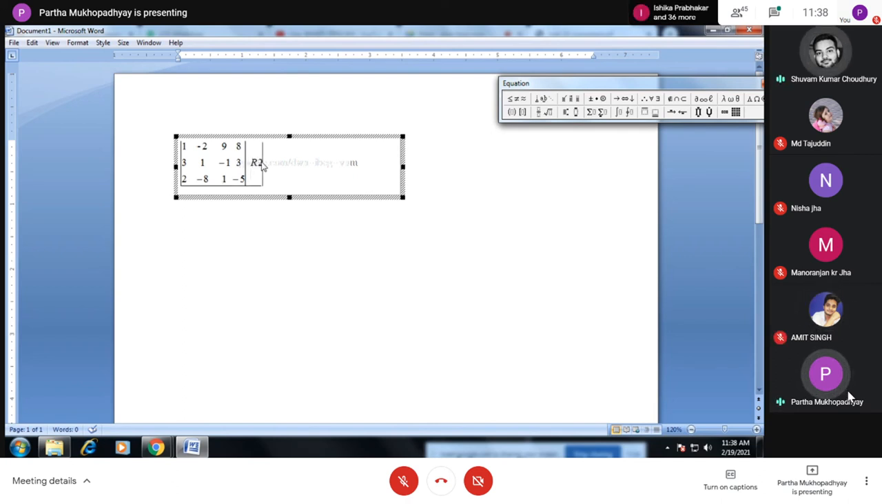Okay. So R2 - 3 R1, into R1, and what next? We have to put this 2 to 0. So R3 - 2 R1.